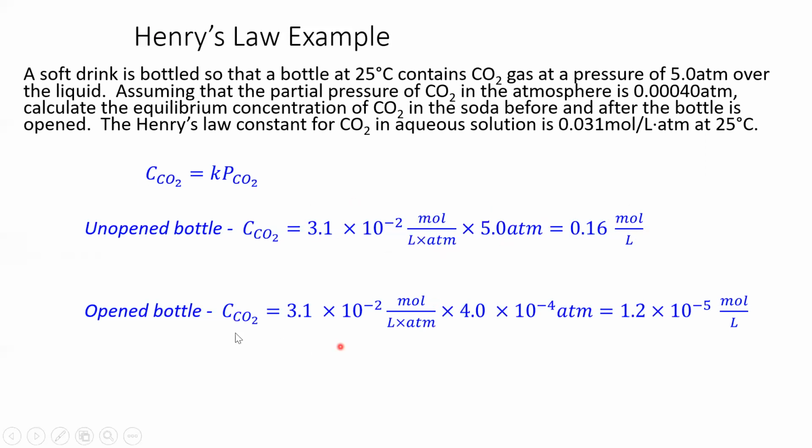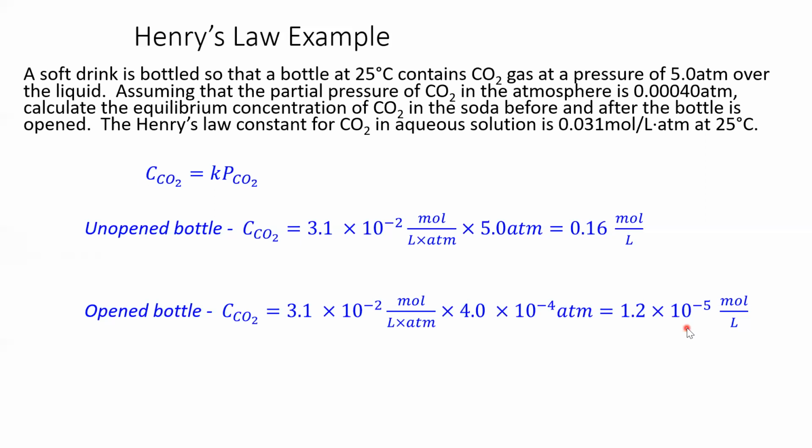Now, in the open one, the proportionality constant is the same, but the pressure of the carbon dioxide above the liquid is significantly lower. And when we calculate our molarity, the concentration of the carbon dioxide in the liquid, we're going to notice that that value is significantly lower as well. Again, two significant digits here, two significant digits here, so I'm rounding this to two significant digits. It would be better to write this number in scientific notation.